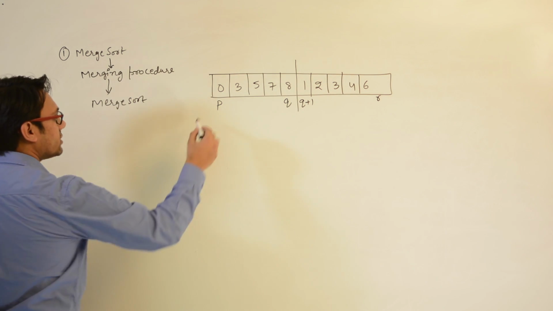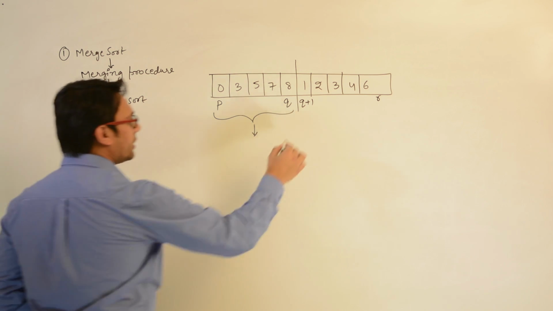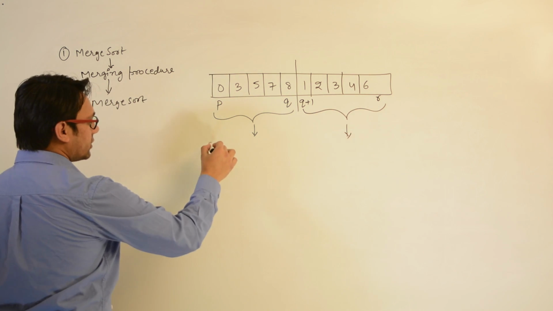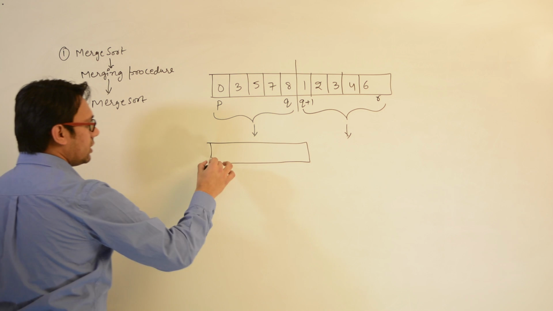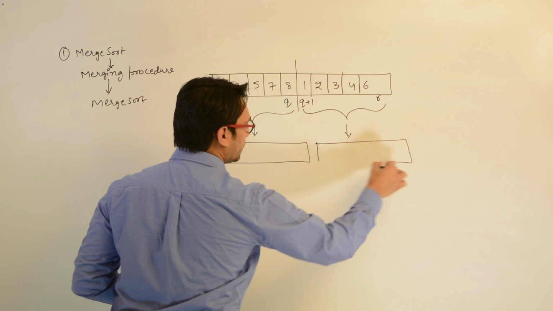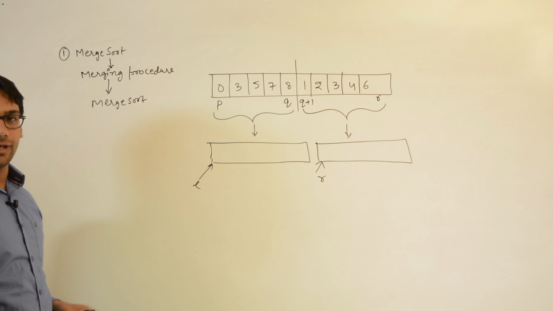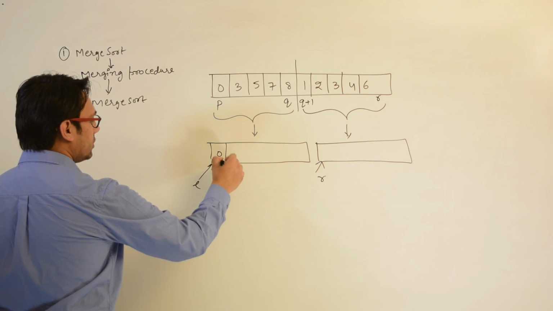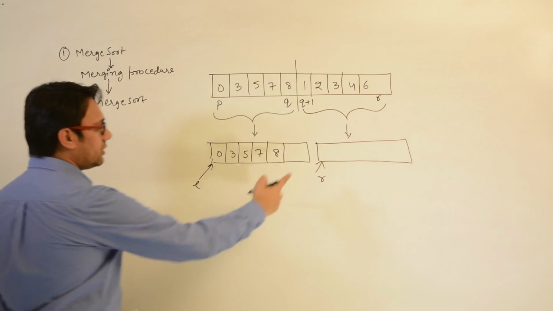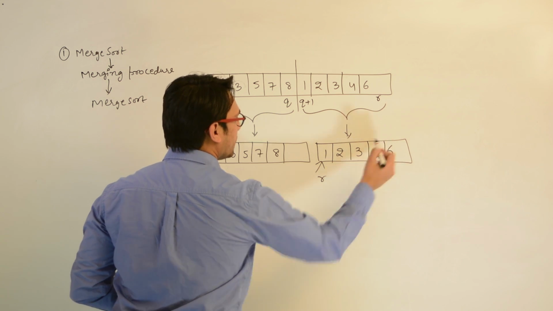So what we are going to do here is, initially we are going to copy all this data into a new array, and we are going to copy all this data into a new array. Let us suppose for this purpose we are going to use these two arrays. The first one is the left array and the second one will be our right array. In the left array we are going to copy all this data. So we'll have 0, 3, 5, 7, 8, and here we'll have 1, 2, 3, 4 and 6.